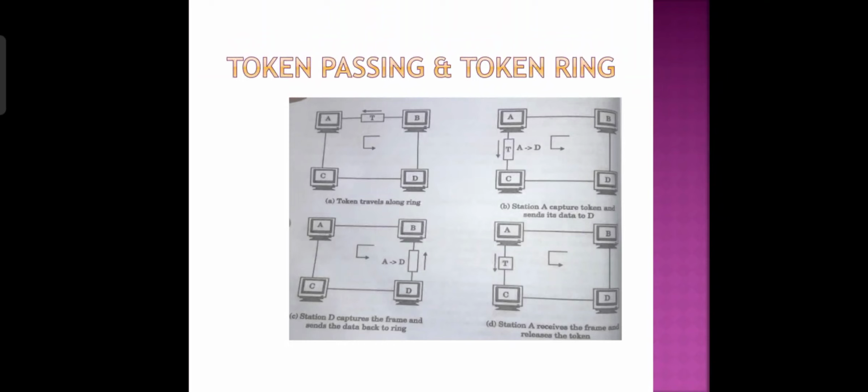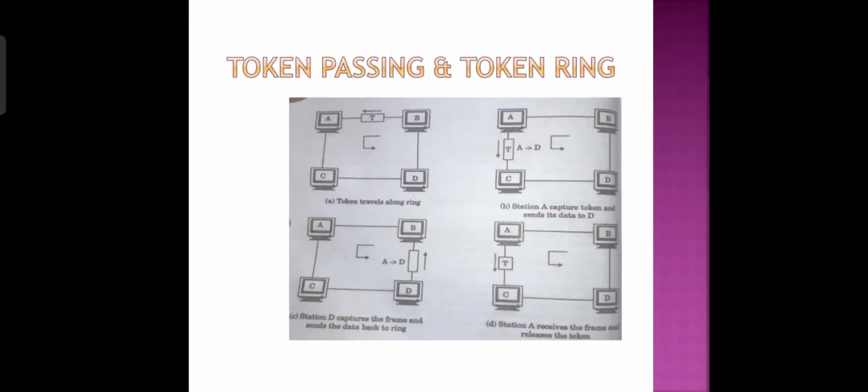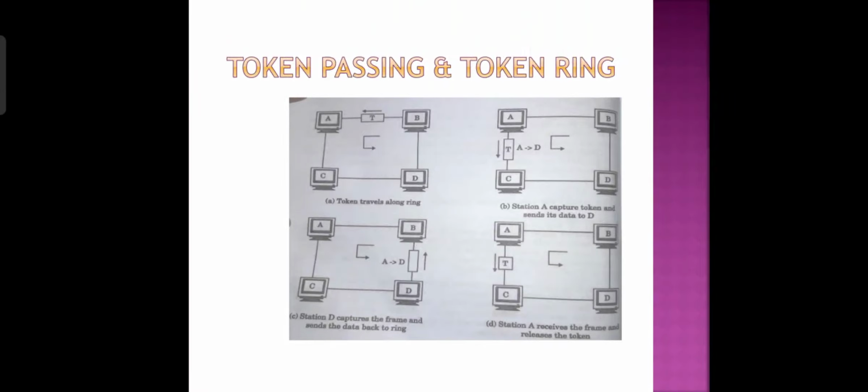This data frame proceeds around the ring, being regenerated by each station. Each intermediate station examines the destination address, finds that the frame is addressed to another station and relays it to its neighbor. The intended recipient recognizes its own address, copies the message, checks for error, and changes the 4 bits in the last byte of the frame to indicate address recognized and frame occupied. The full packet then continues around the ring until it returns to the station that sent it.